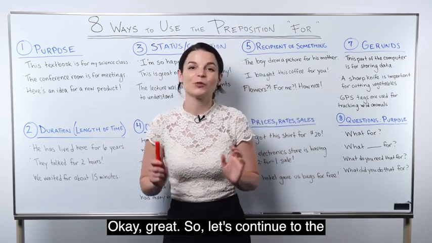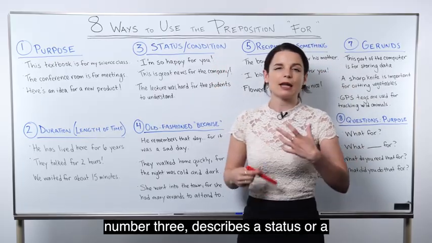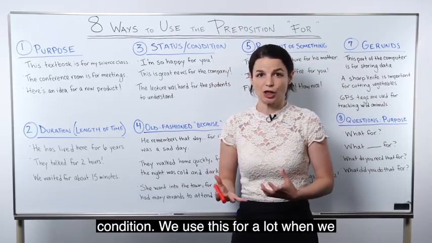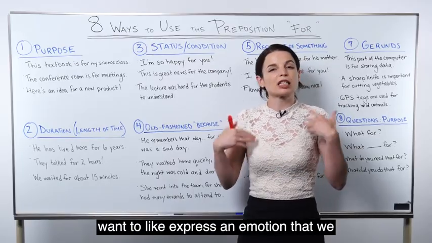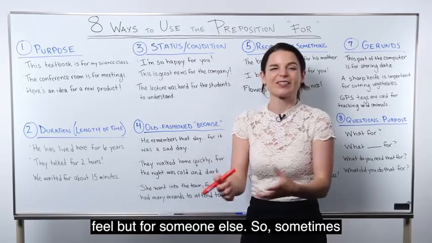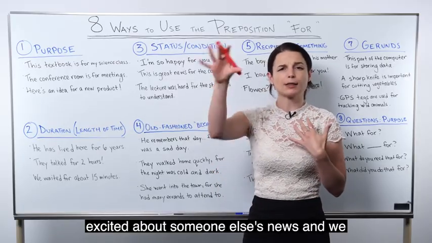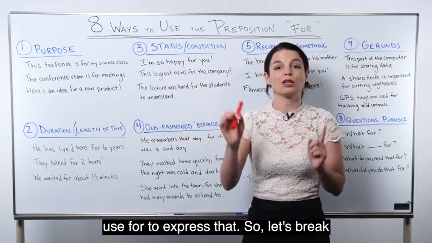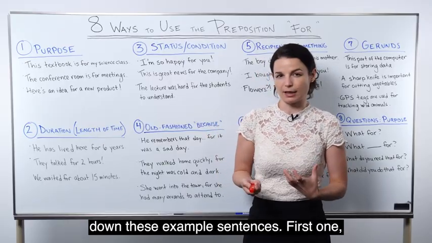So let's continue to the next use of for. The next use of for, number 3, describes a status or a condition. We use this for a lot when we want to express an emotion that we feel, but for someone else. So sometimes we feel happy or sad or excited about someone else's news, and we use for to express that. So let's break down these example sentences.